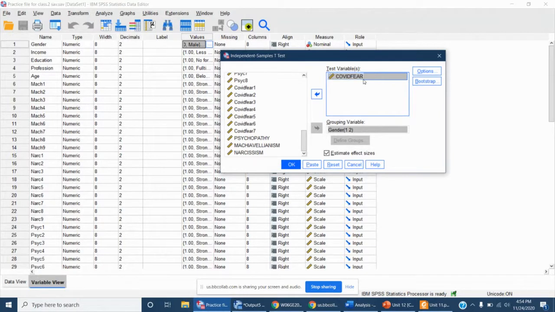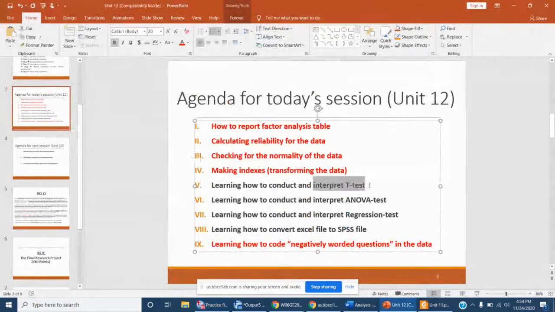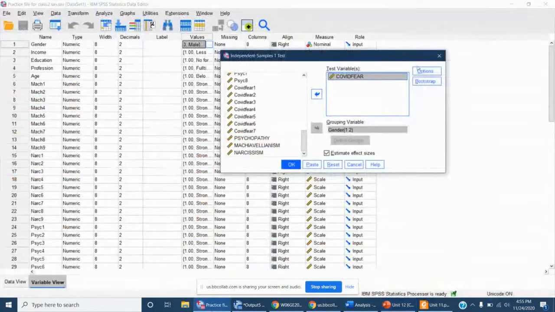We have used the index now. Remember, for our t-tests, our ANOVA test, and our regression test, we will be using indexes only. We will not be using the other values. We will only be using indexes for these particular tests: t-test, ANOVA test, and regression test. I have just transferred this index from the left table to the right box, which is named test variable.